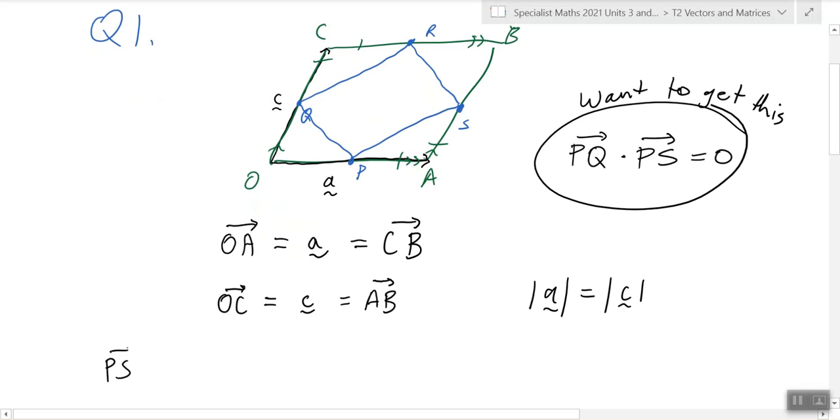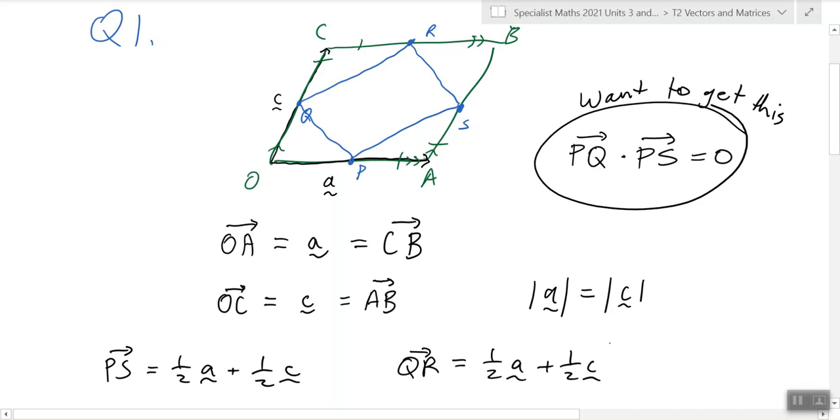So what's PS in terms of A and C? Half A plus half C. Yep. So half of A, because it's going positive A, and half of C, it's going positive C direction. Perfect. All right. Now let's try QR. Same QR. QR is the same.